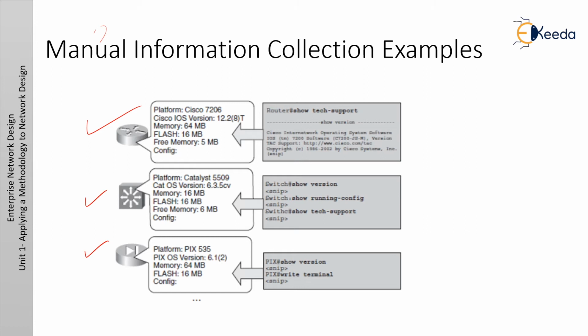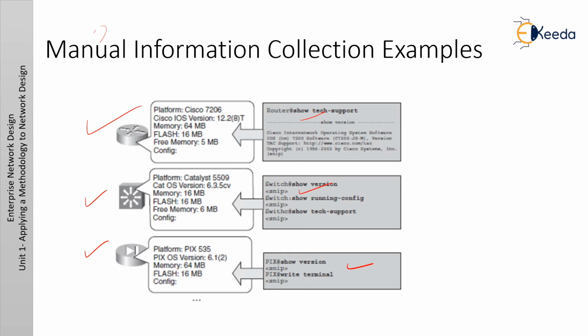In the case of Cisco routers that run Cisco IOS software, the show tech-support command usually displays all information about the router. Show processes CPU can be used to determine CPU use, and show processes memory can be used to determine memory use. Here you can see show tech-support, show version, and different commands.